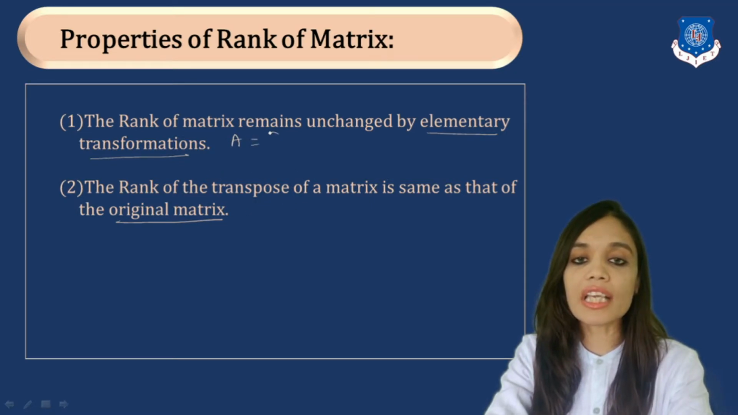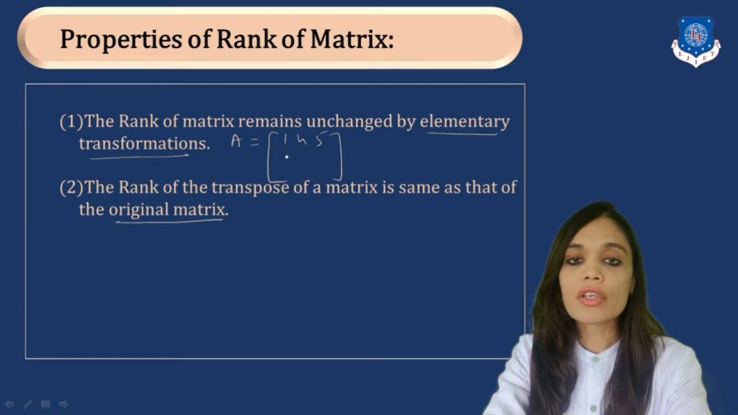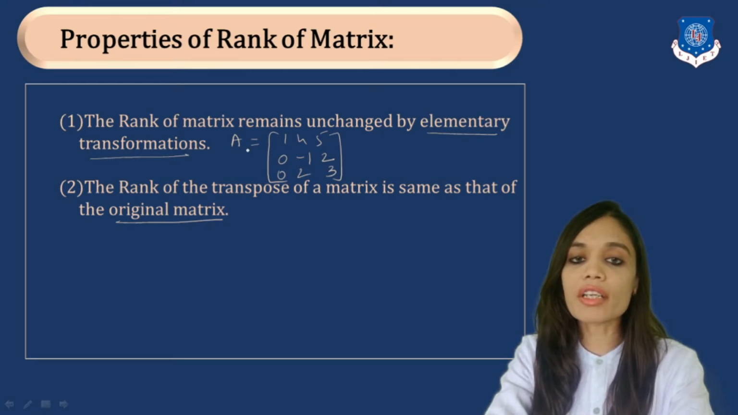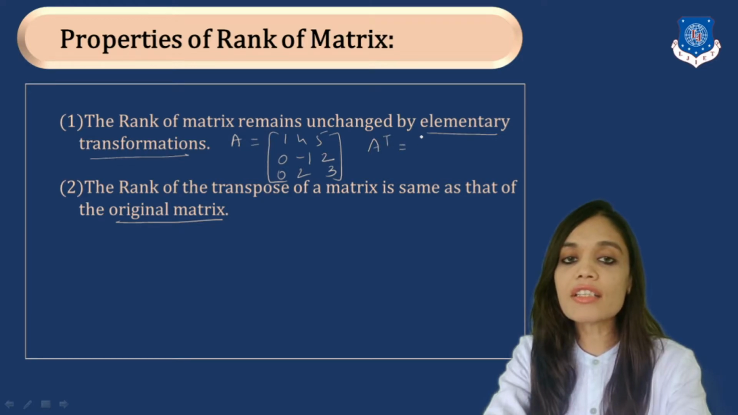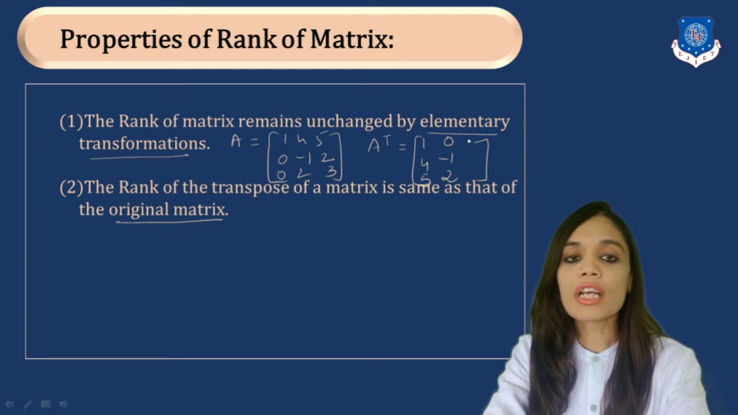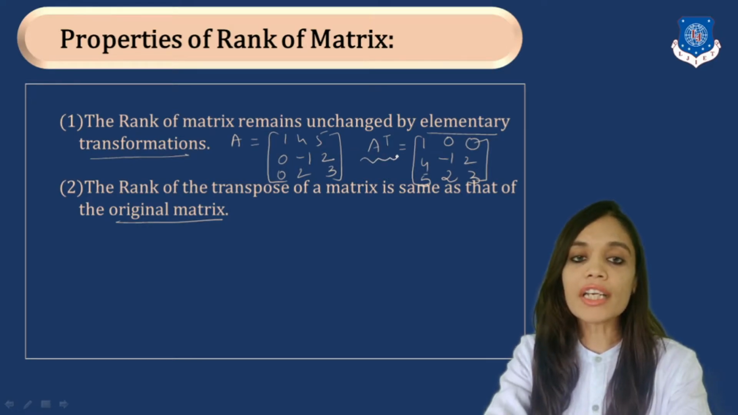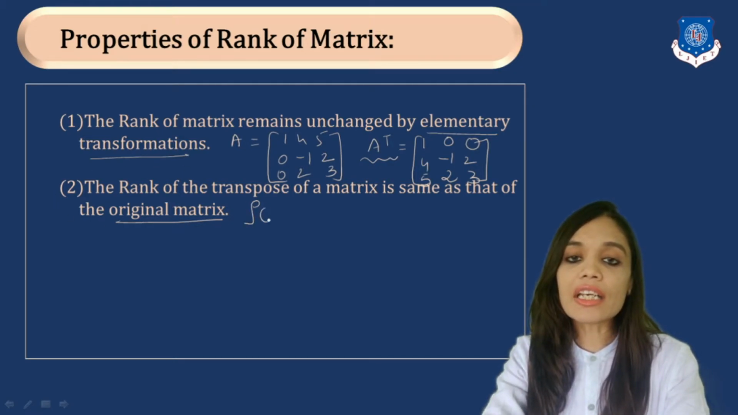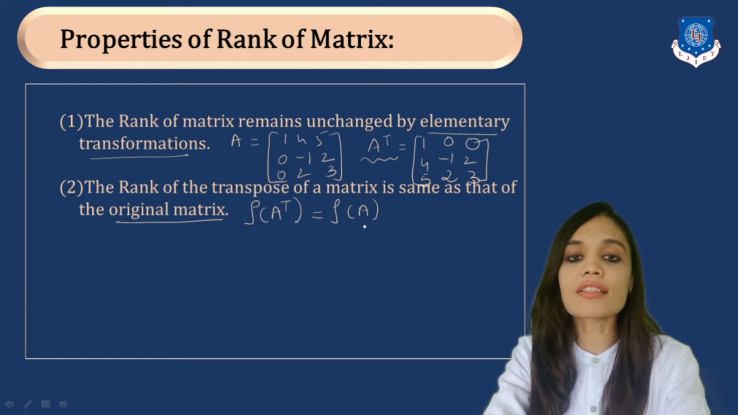Suppose you are given a matrix A as 1, 4, 5, 0, minus 1, 2, 0, 2, 3, right? This is the given matrix A. Then what will be its transpose? You have to interchange the rows and columns. That is, write this row in column form: 1, 4, 5. Similarly, write the second row in a column: 0, minus 1, 2. Last row: 0, 2, 3. So this is known as the transpose of a matrix, right? Now, what is the meaning of this property? It states that the rank of the transpose is equal to the rank of the original matrix A.